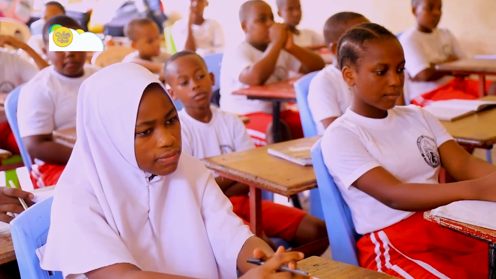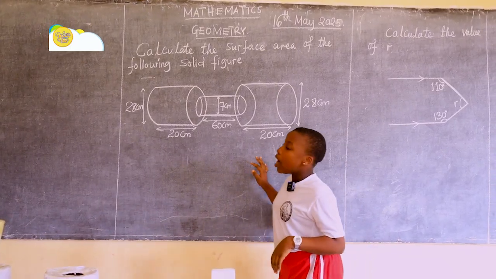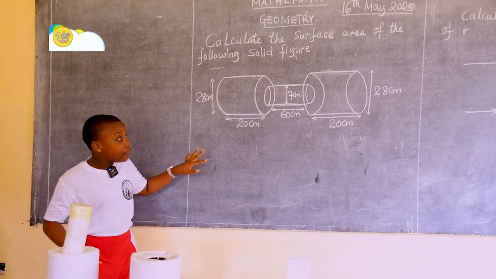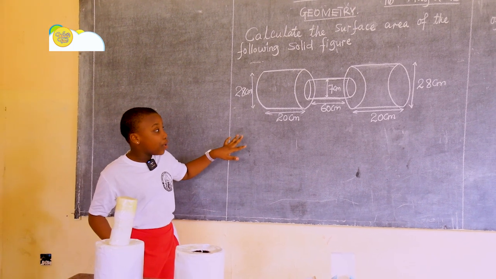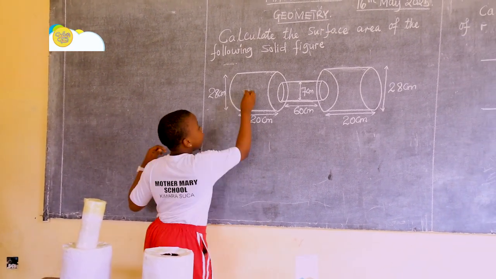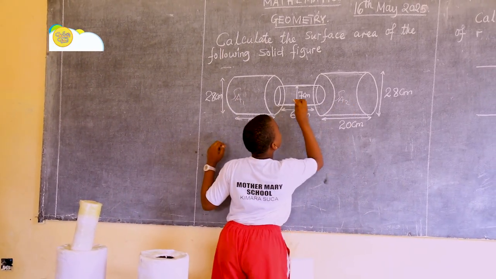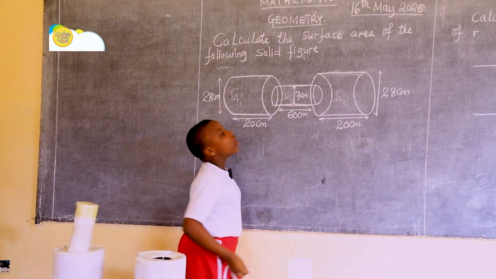Today, we start with the following figure. This figure comes from geometry, about the surface area of a cylinder. How do we find the surface area of this figure? First, we are going to name these three figures. Here we have surface area 1, surface area 2, and surface area 3.